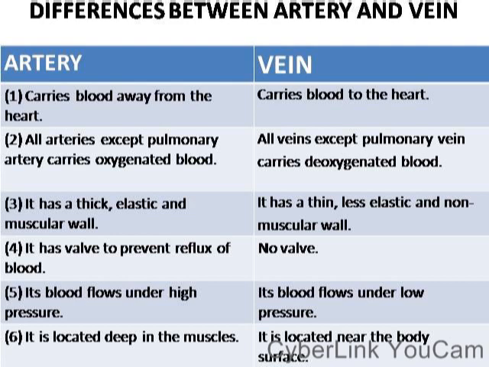Number 5. The artery, its blood flows under high pressure, because as the blood is moving away from the heart it is with high pressure. But for the vein, the blood flows under low pressure. Number 6. The artery is located deep in the muscle, while the vein is located near the body surface, that is under the skin of the farm animal.